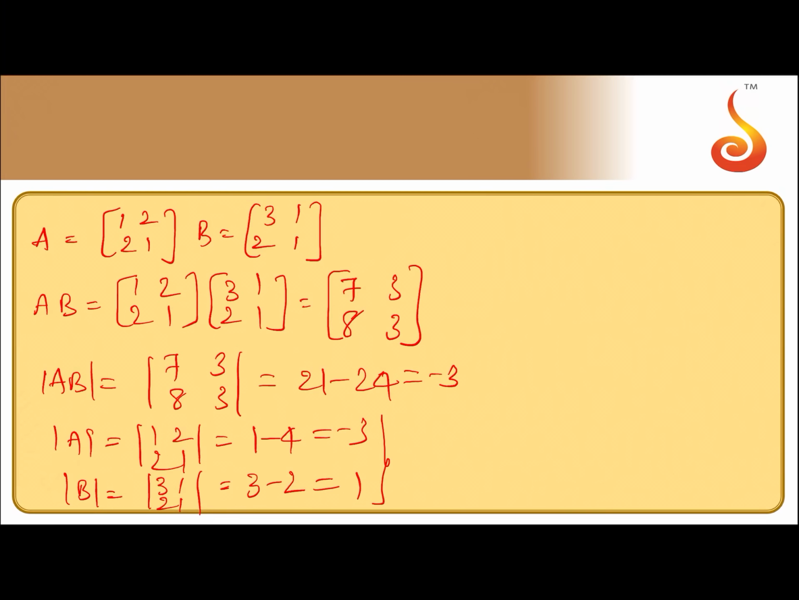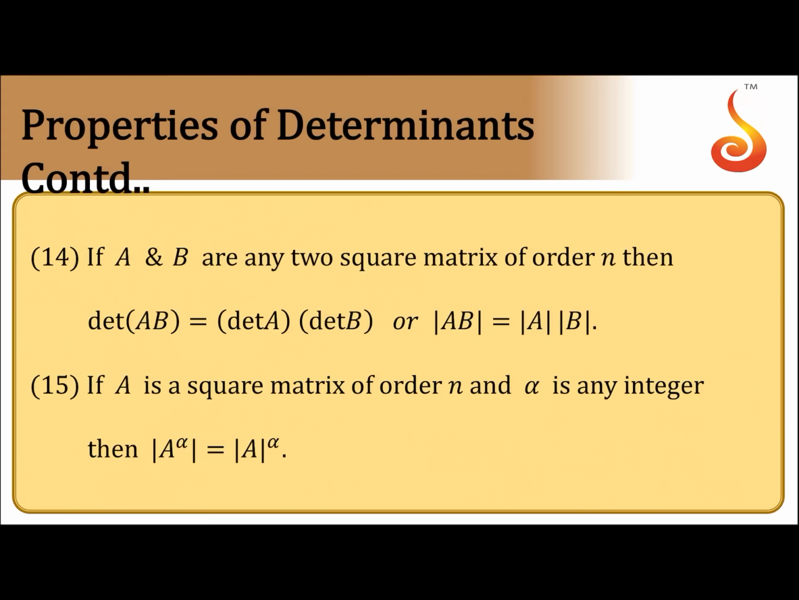Now, the product of these two, det A multiplied by det B, is equal to minus 3, which is the same as the determinant of AB. So, determinant of AB is equal to det A multiplied by det B. The next property follows this property.